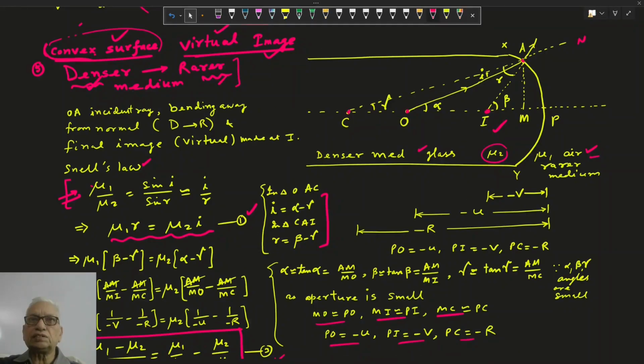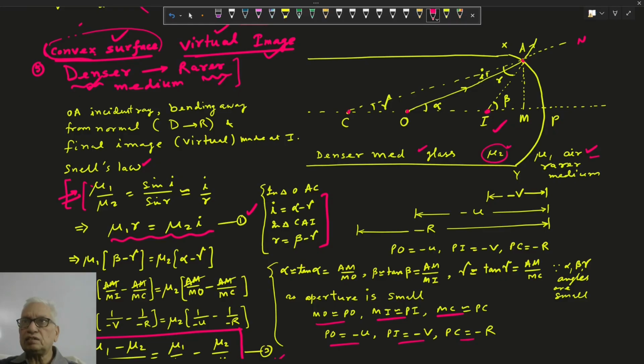So we are discussing the convex surface, virtual image, denser to rarer medium. This is the object inside the glass, the denser medium, and the refractive index of the air, moving away, is mu1. So the OA ray is bending away from the normal, from glass to air, so it seems to be coming from I. I is the image. Snell's law: mu1 upon mu2 is equal to sin i upon sin r, equal to i upon r as the angles are small. So after cross multiplication, mu1 r is equal to mu2 i.